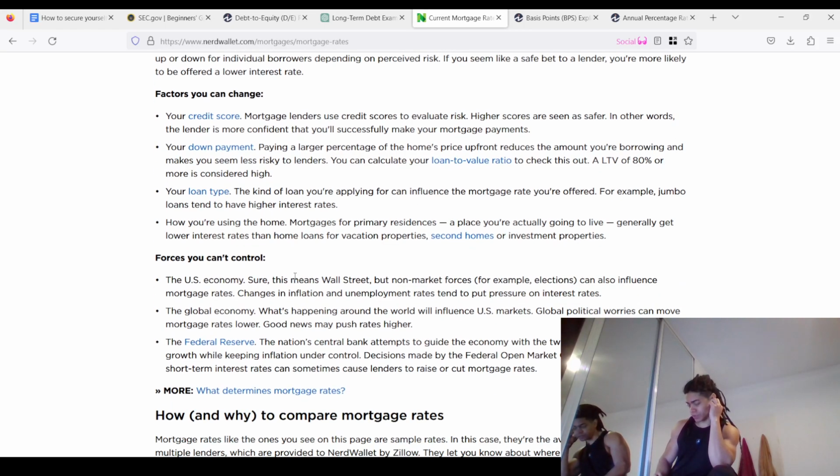Forces you can't control: the US economy and the global economy. What is happening around the world can influence the US market. Global political worry can move mortgage rates lower. Good news may push rates higher. The Federal Reserve, the national central bank, attempts to guide the economy with the twin goals of encouraging job growth while keeping inflation under control. Decisions made by the Federal Open Market Committee to raise or cut short-term interest rates can sometimes cause lenders to raise or cut mortgage rates.